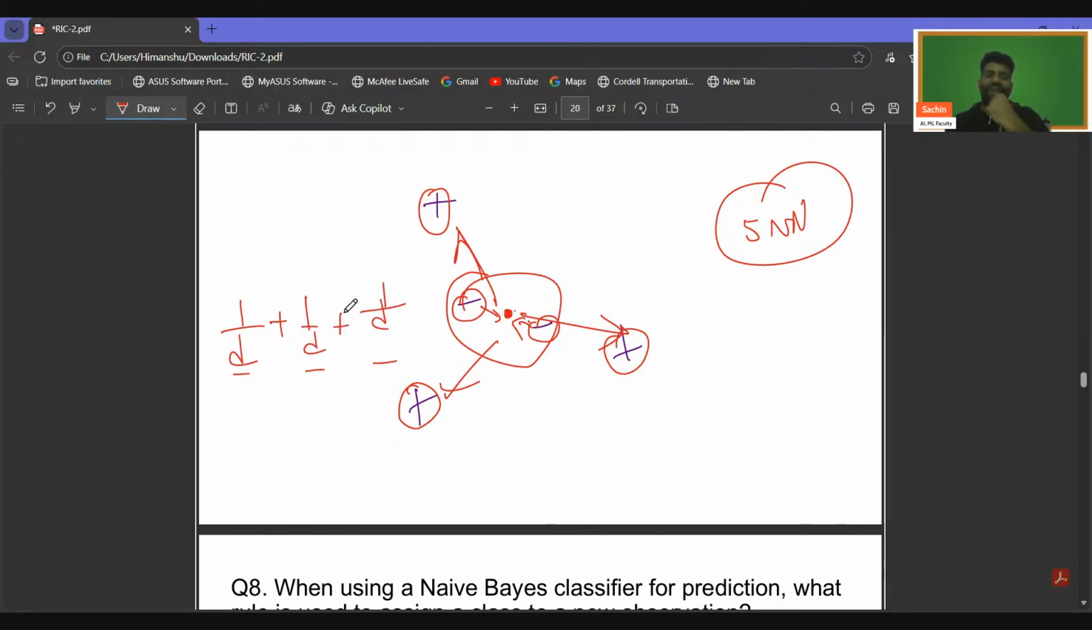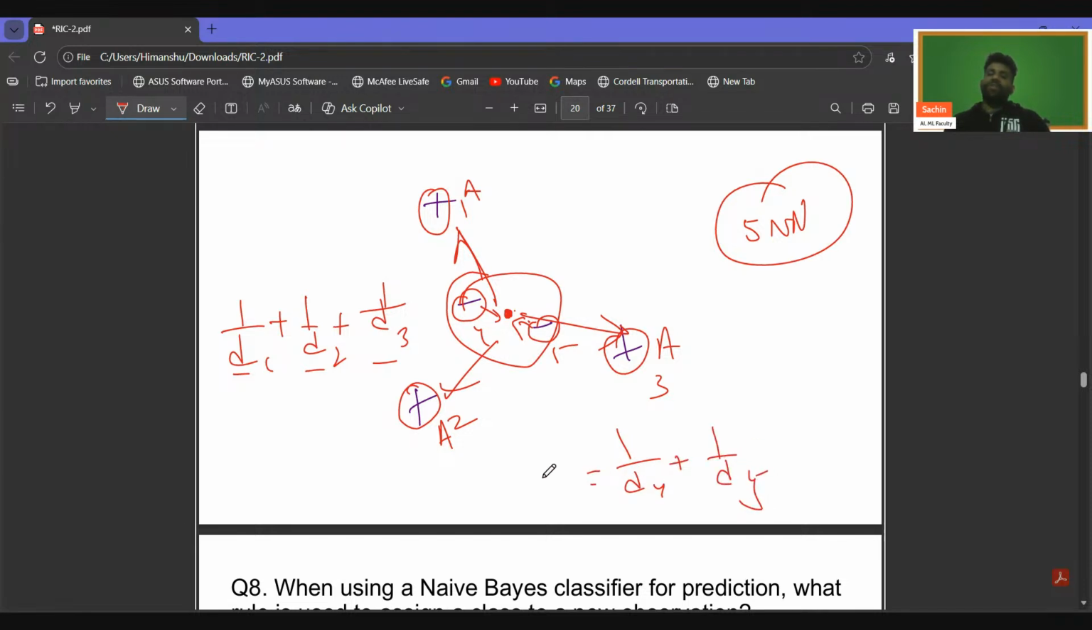So if I'm looking for the score for assigning it to a class, I'll be calculating this distance. So 1 by d1, d2, d3, if these are 1, 2 and 3. And for the negative class, let's suppose these were the 4th and 5th data points, I'll be doing this.